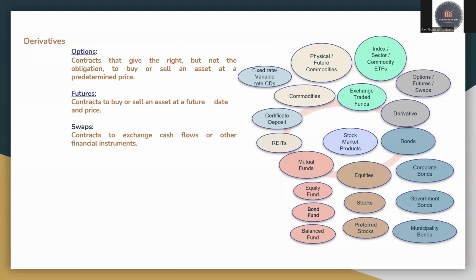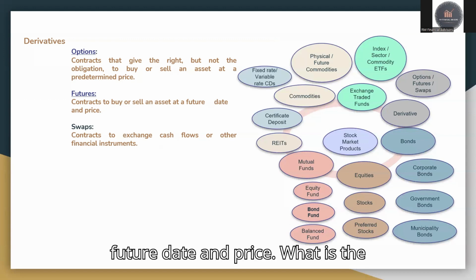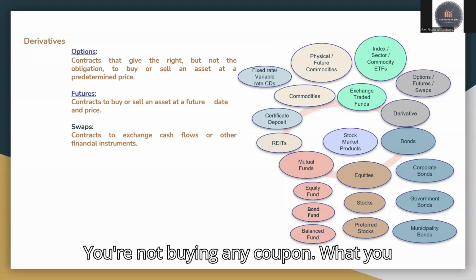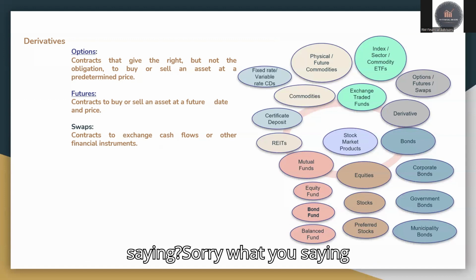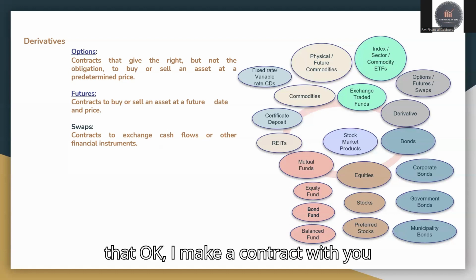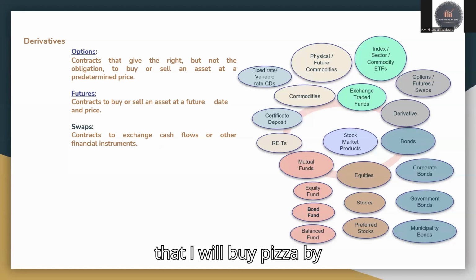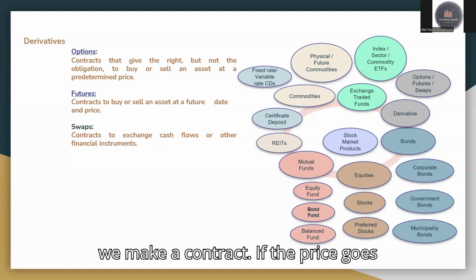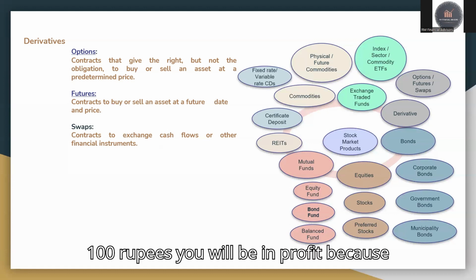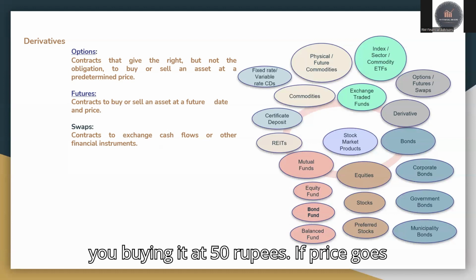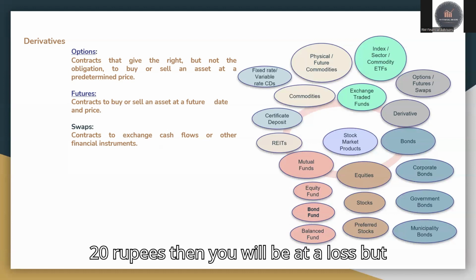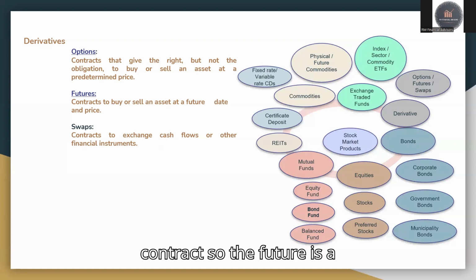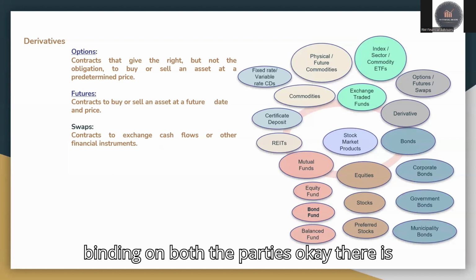Then comes futures, contracts to buy or sell an asset at a future date and price. What is the difference here? You don't get any right, you're not buying any coupon. What you're saying is, okay, I make a contract with you that I will buy pizza by 30th October for 50 rupees, and we make a contract. If the price goes to 100 rupees, you will be in profit because you're buying it at 50 rupees. If the price goes to 20 rupees, then you will be at a loss, but you have to buy because you made a contract. So a future is binding on both the parties.